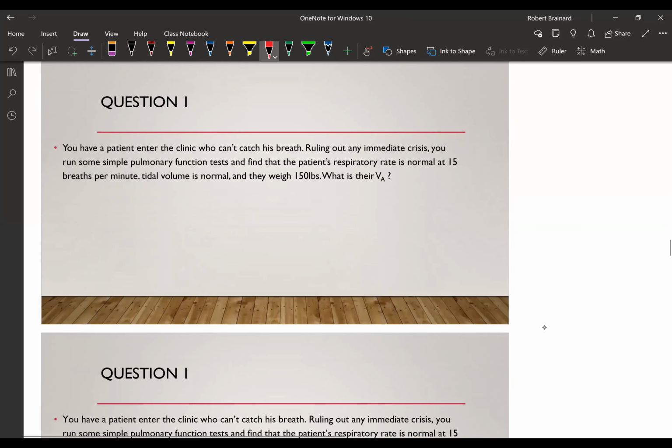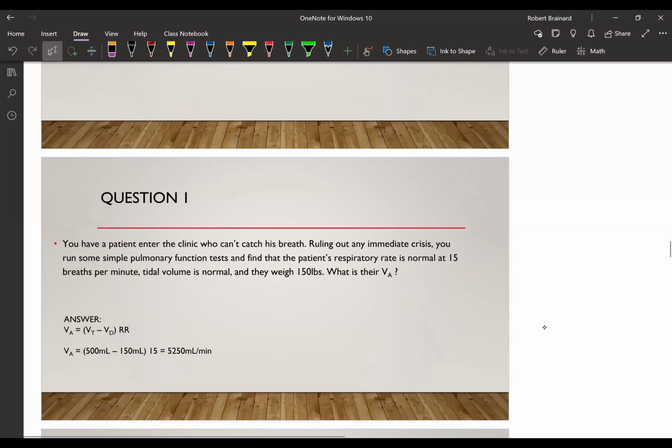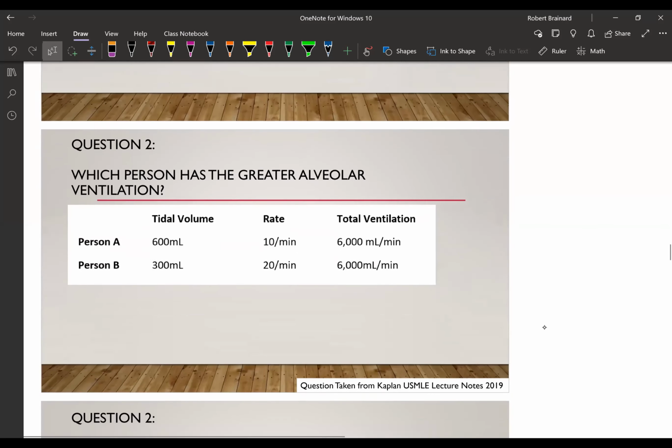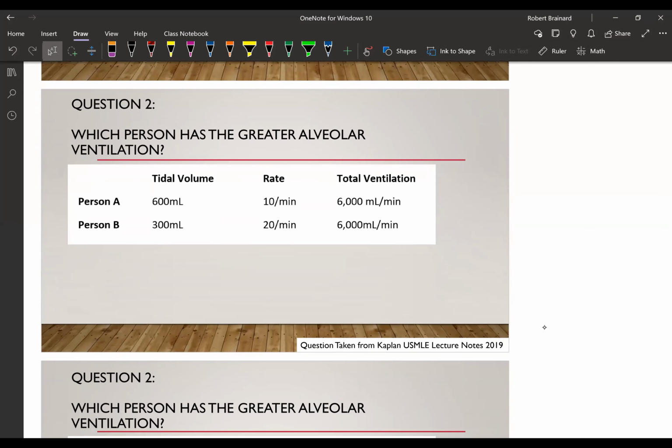Question right here. Yeah, right here. No, that's not it. It's this one right here. Yes, the one like person A versus person B. Could we just talk through that again?